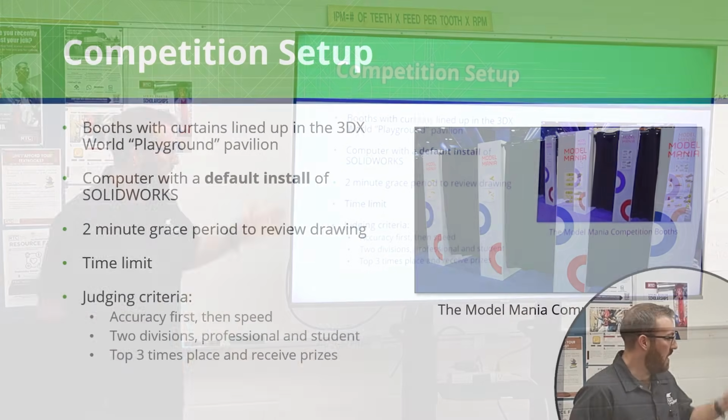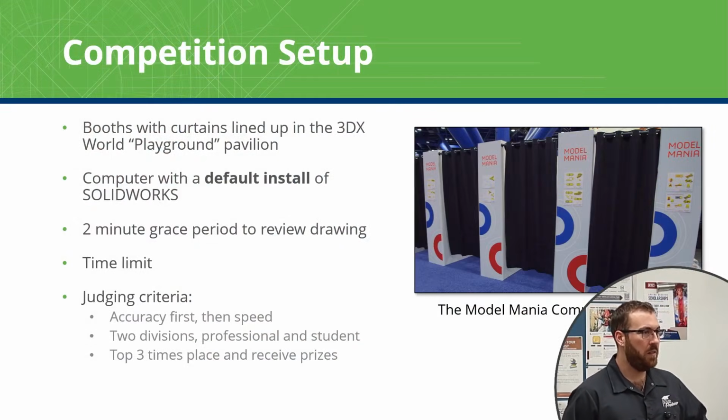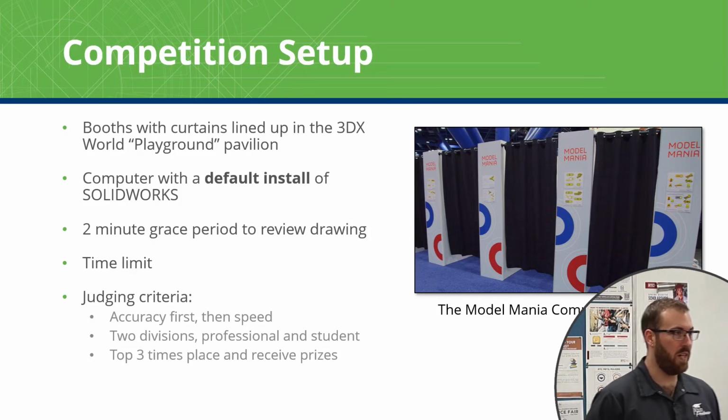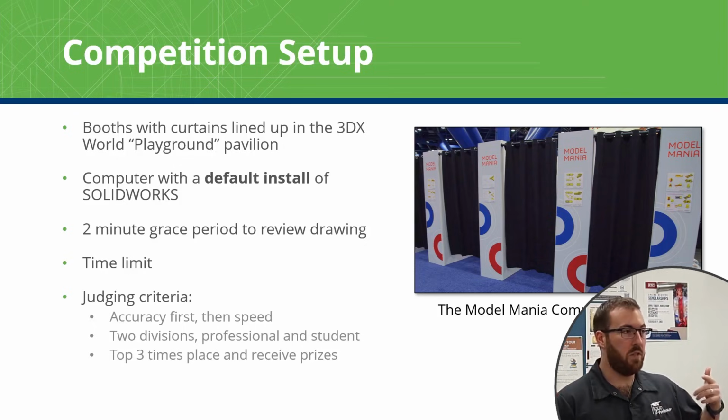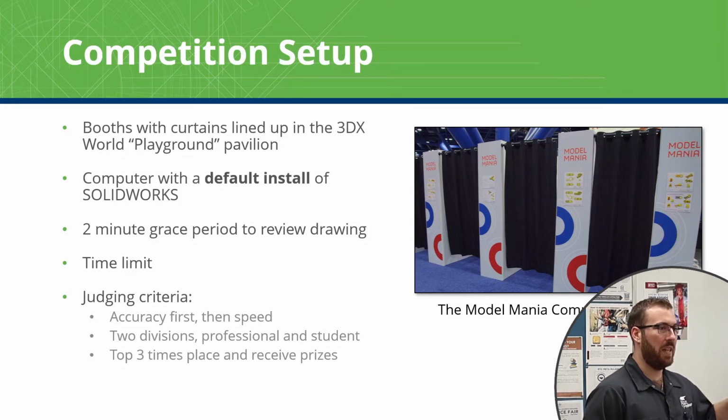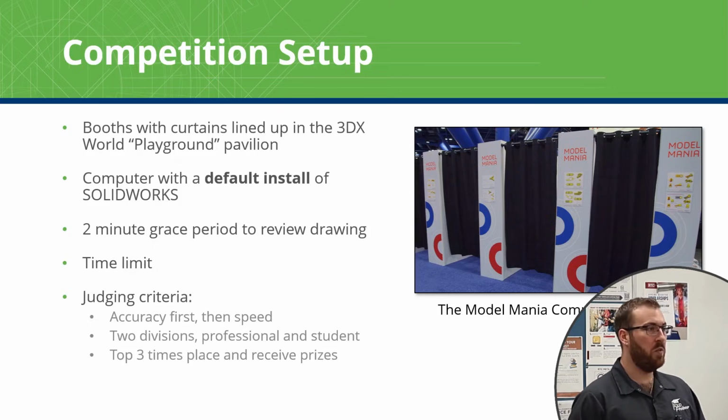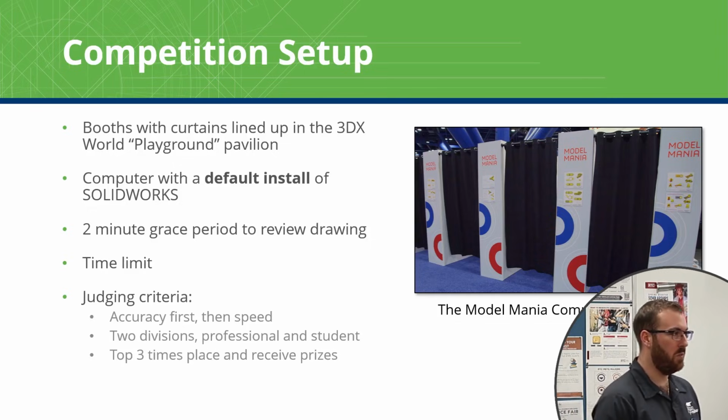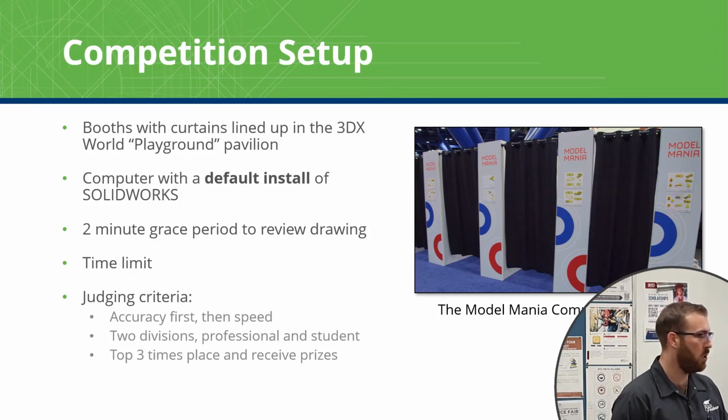And the judging criteria, accuracy first. You're not going to get credit if you don't get the correct answer, so that has to come first. And there are 2 divisions as well. So sorry, back up a second. Accuracy first, then speed. And there are 2 divisions, professional, which is essentially everyone. That one's open to everyone who works with SOLIDWORKS commercially, or anyone else who wants to join.